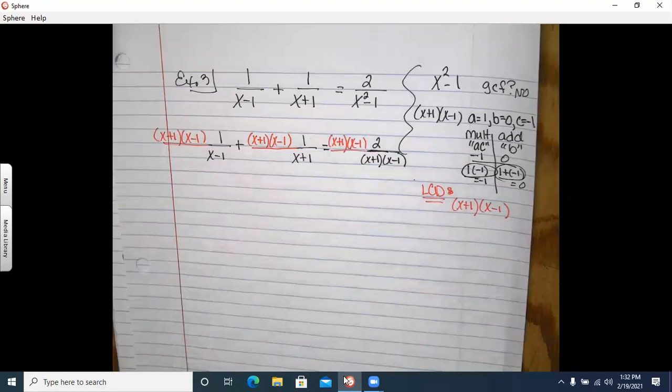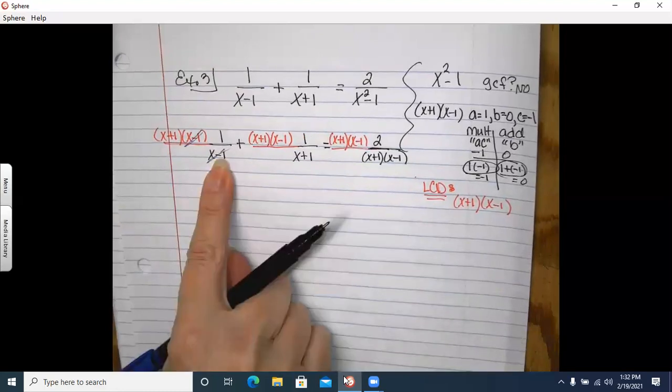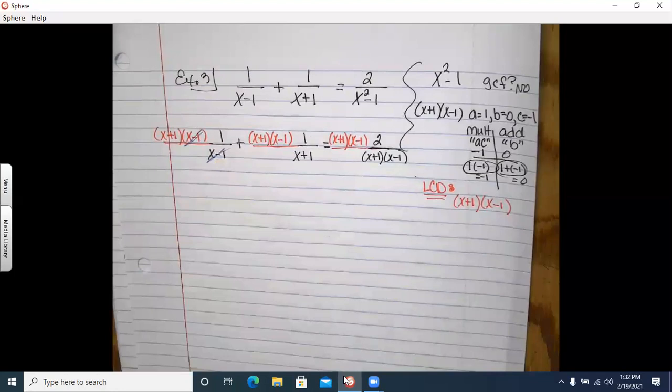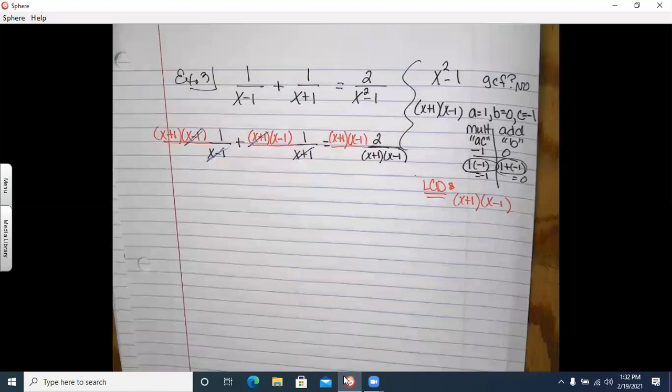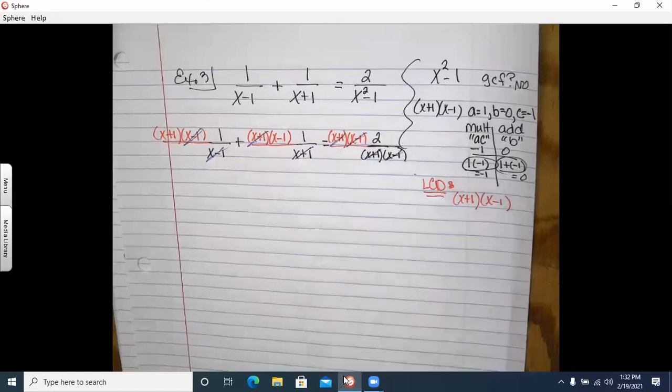In my first fraction, do I have any factors that will cancel? X minus 1. Anything else? Well, I already canceled out the only denominator, so no. And the second fraction, anything will cancel? X plus 1. My denominator is now 1. Boom. And the last fraction, x plus 1 and x minus 1. So every single fraction, the denominator turned into a 1. That's what we wanted. We wanted to clear the fractions, yes?